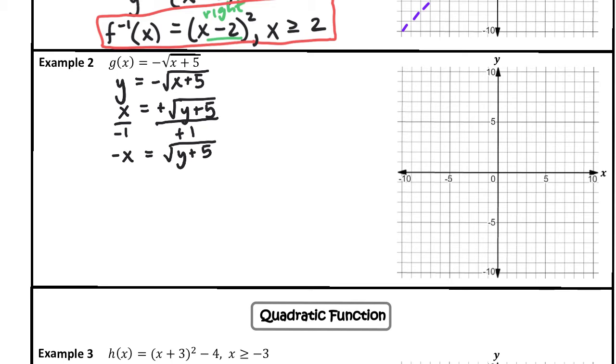And now I can say, okay, how do I get rid of the square root? I have to square both sides. That's going to give me, well, what's a negative times a negative? It's negative x times negative x. That's going to give me a positive x squared.